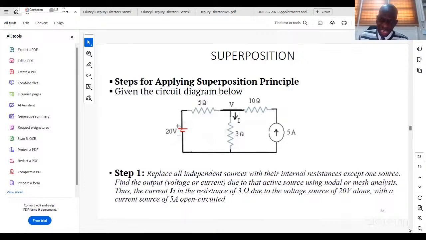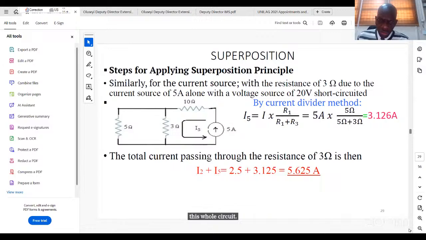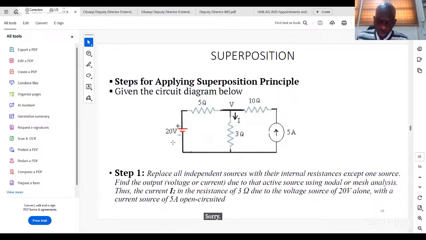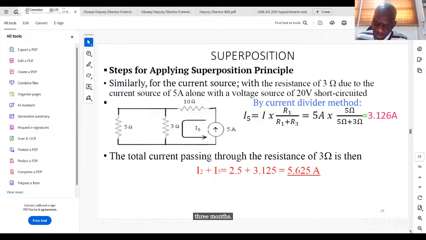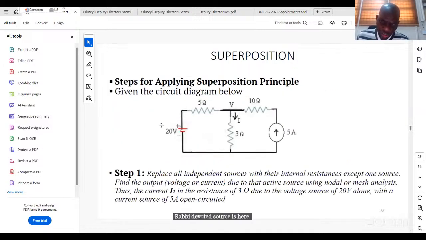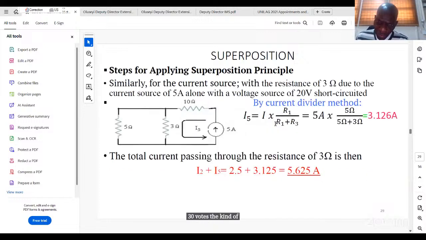Then you do that for the other source. This is the old circuit that you have. So when you are through with 20 volts, you do the 5 amps as well, to get the current that is flowing in the 3 ohms. So you see now, we have removed the voltage source. Remember, the voltage source is here, 20 volts, but we have stated that you replace all independent sources with their internal resistance, except one source. So the internal resistance for 20 volts is 5 ohms. You can see that's what is here now.